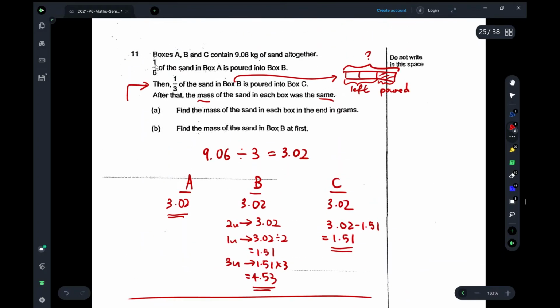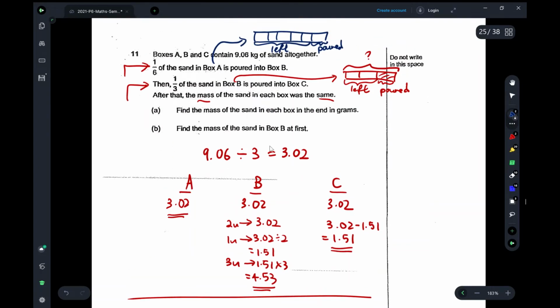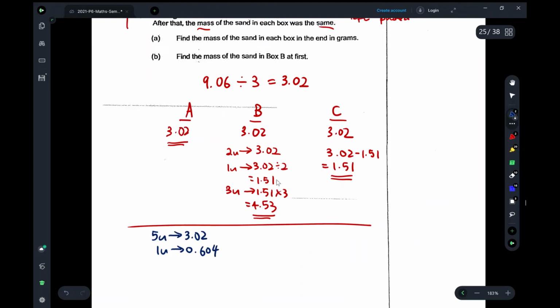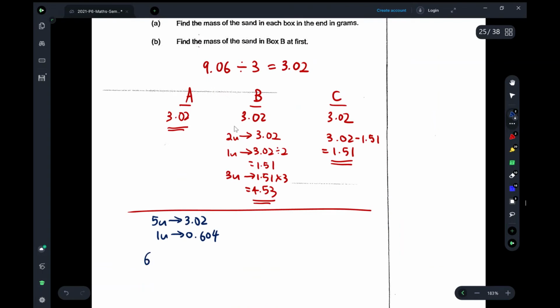Now, work back was the second step. 1/6 of the sand in box A is poured into box B, which means that box A at first had 6 units, but 1 unit of it is poured away. That means box A is left with this 5 units. Okay, which means that this 3.02 is equal to these 5 units. So 5 units is 3.02. I can find 1 unit, 3.02 divided by 5, 0.604. And I want to find how much sand was in A at first, which is a total of 6 units.